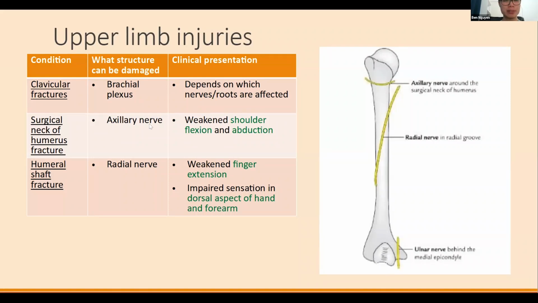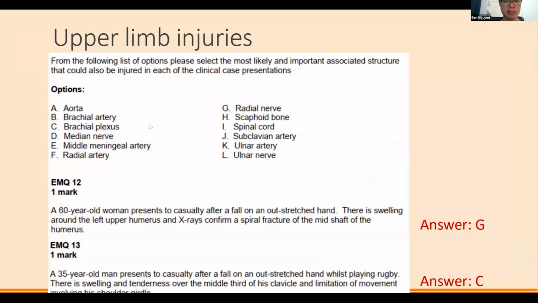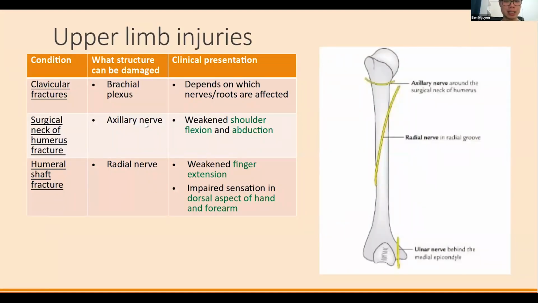They could ask the question the other way around as well, right? So a patient comes in, they fall on their outstretched hand or something like that, and they get weakened shoulder flexion and adduction. What structure is damaged, or what structure is most likely to be fractured? The answer to that would be the surgical neck of humerus.